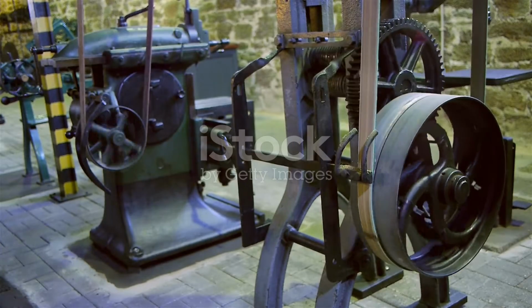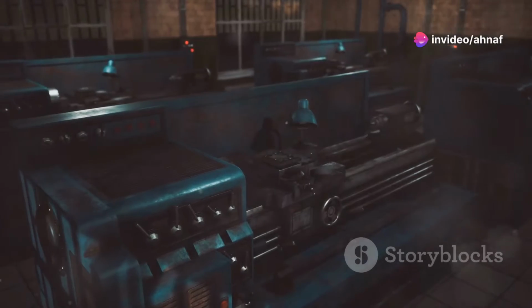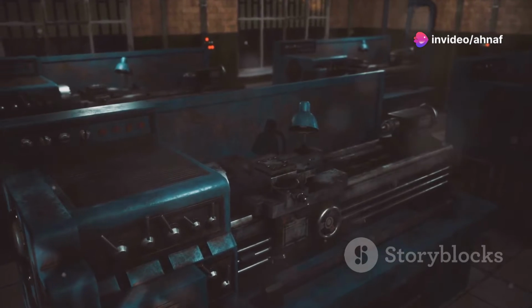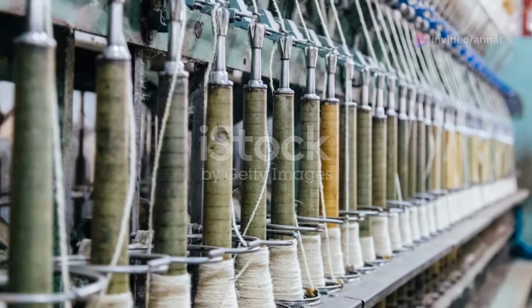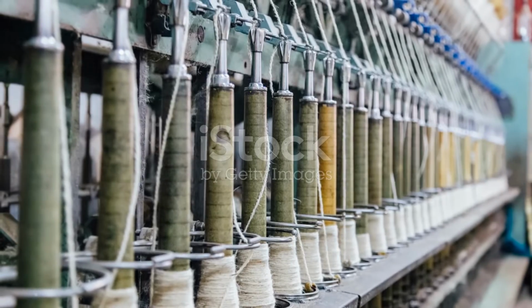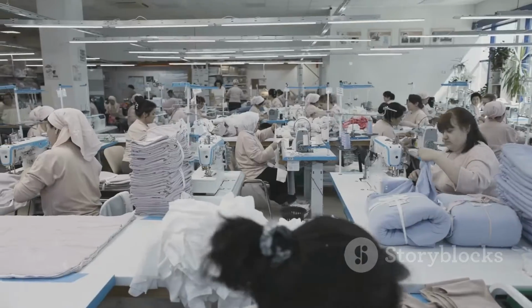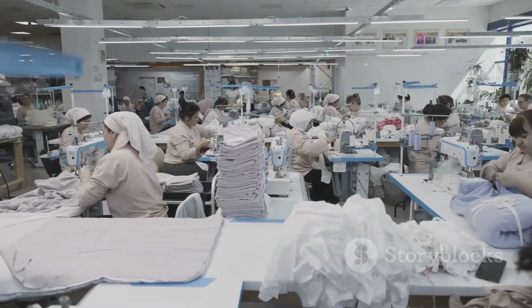The spark of change: technology ignites the Industrial Revolution. The Industrial Revolution was fueled by groundbreaking inventions and technological advancements. It began in the textile industry with innovations like the spinning jenny and the power loom. These inventions dramatically increased the production of cloth.